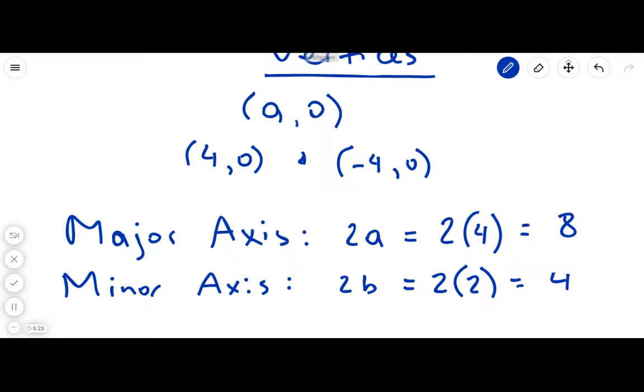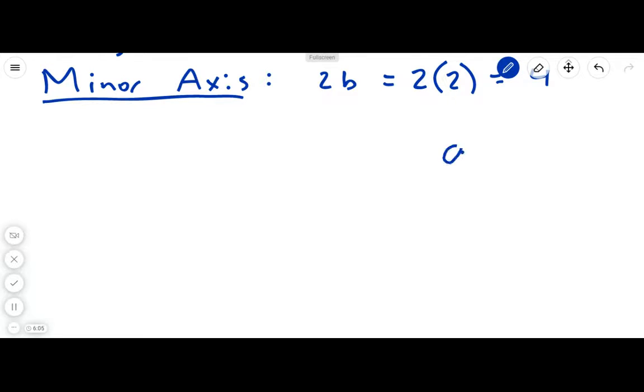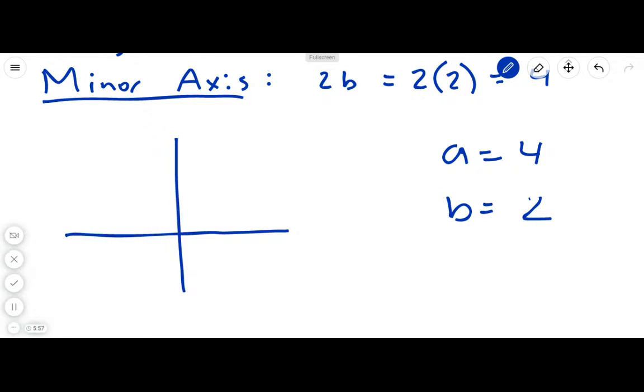So at this point, we found our major axis, we found our minor axis, we also found our vertices for our ellipse. Now with this information, since we know what is a, what is b, can we graph it? And the answer is yes, we can graph it. So let's do this. We know a is 4, b is 2. Okay, so we're gonna graph it like this. We know that our vertices are 4, comma, 0 and negative 4, comma, 0.